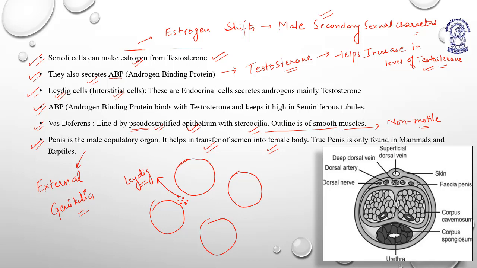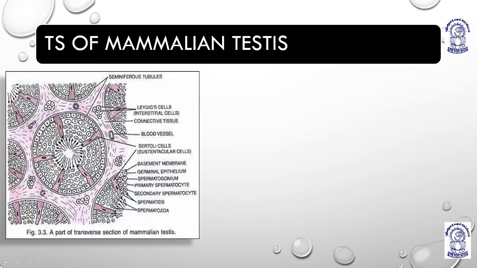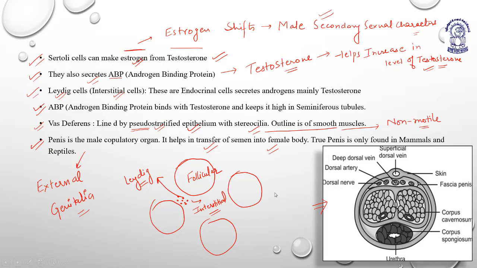Now coming to the next, I will be showing a picture of a transverse section of the male penis. These are follicular cells and these are interstitial cells. Interstitial means in between, right? So a transverse section of the penis basically shows the corpus cavernosum and corpus spongiosum.